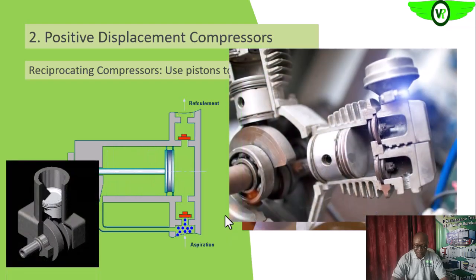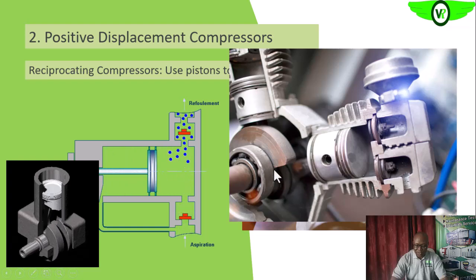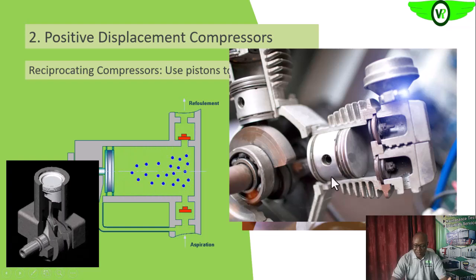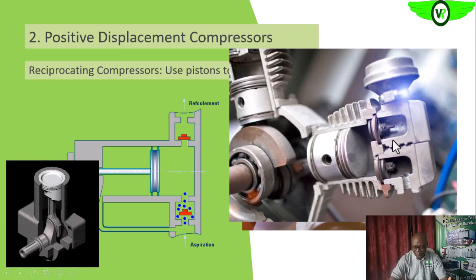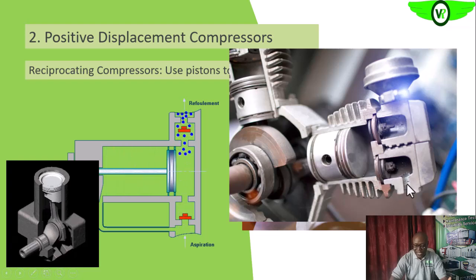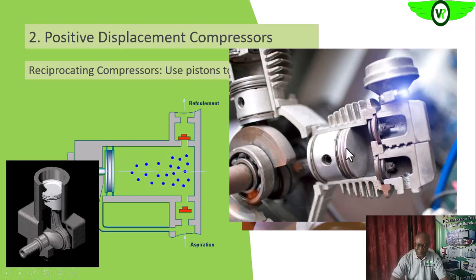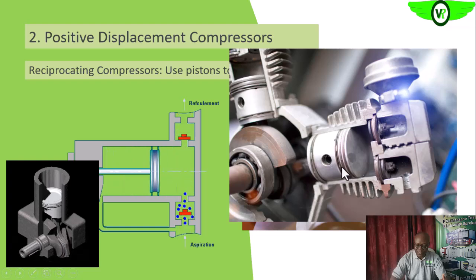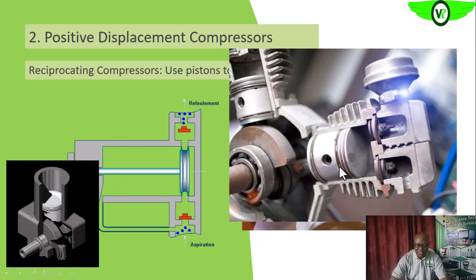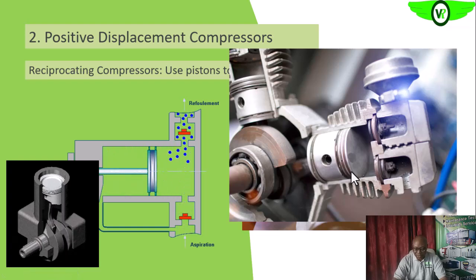Here we see all the components as we discussed earlier: the intake valve and the discharge valve. This is the piston, and then we have, as we have in a normal reciprocating engine, the oil rings, the wear rings, and the compression ring.